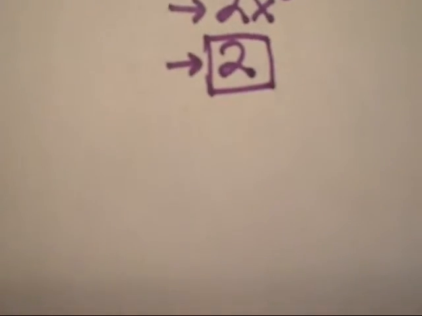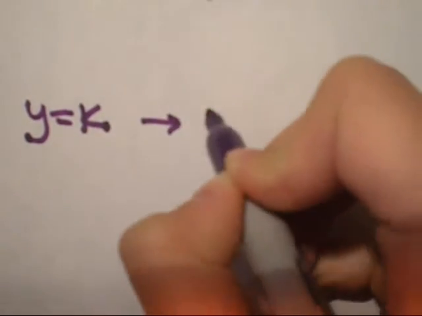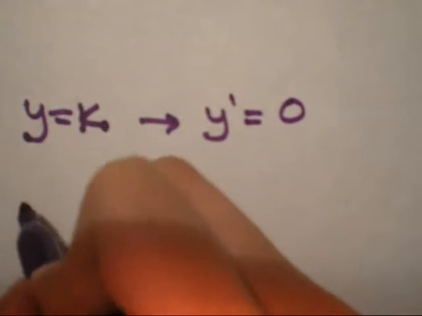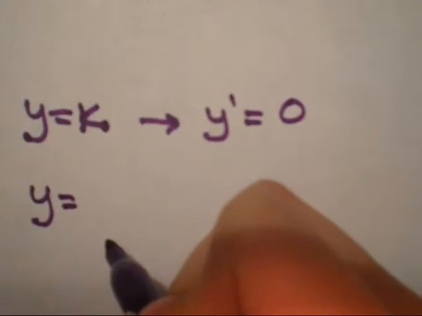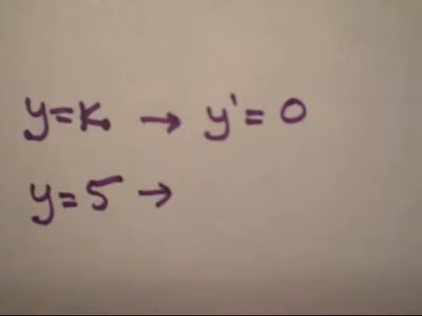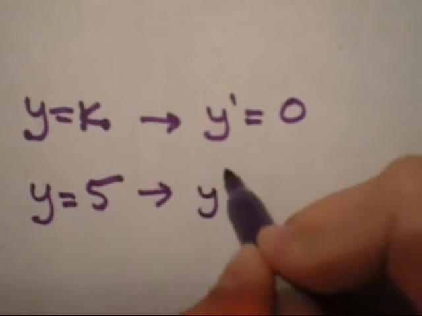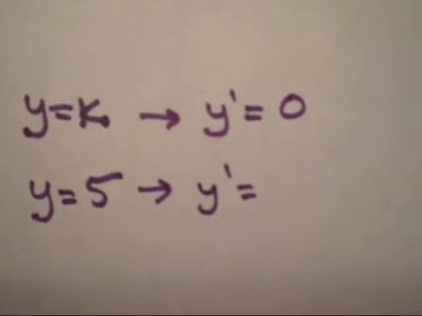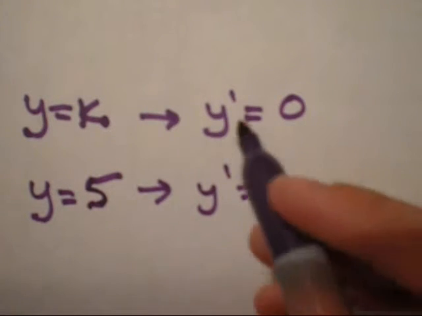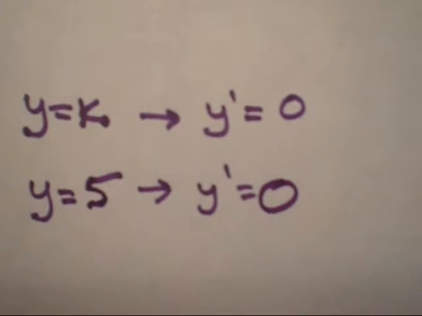And now let's look at the final rule. We have a function y equals some constant k. The derivative of that will always be 0. And let's say y equals 5. Because we have no x, the derivative just becomes 0 because there is no x variable or no unknown variable to take the derivative of. So because this is just a constant, the constant's derivative is just 0.